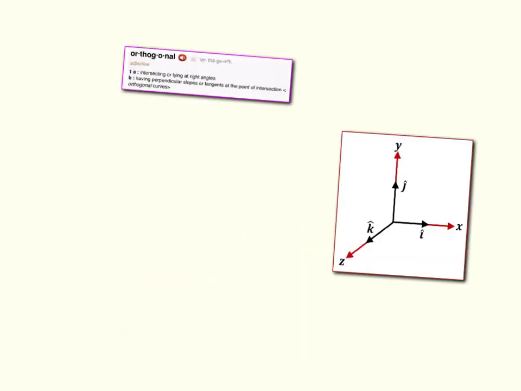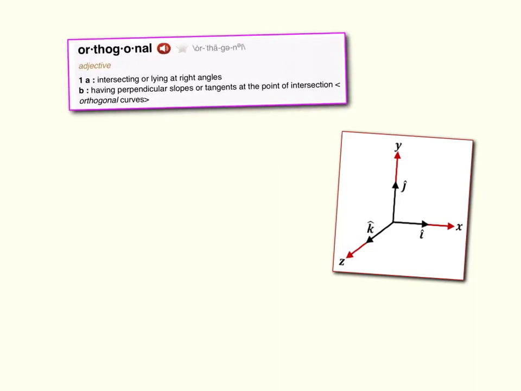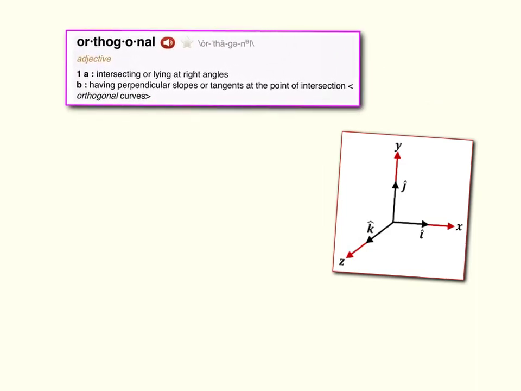This word, you don't need to know it in high school, but I just love the word, and you're going to see it in college. If you take any math course dealing with the concept of perpendicular, you're going to hear the word orthogonal. That's how you say it, orthogonal. That's all it really means. It's when two lines intersect or lie at right angles. They have perpendicular slopes to each other. Perpendicular vectors, so orthogonal.